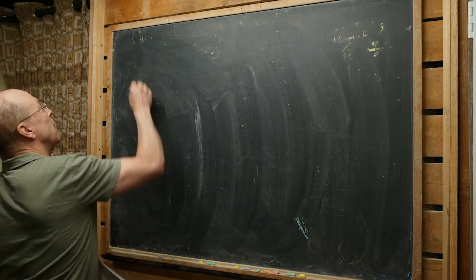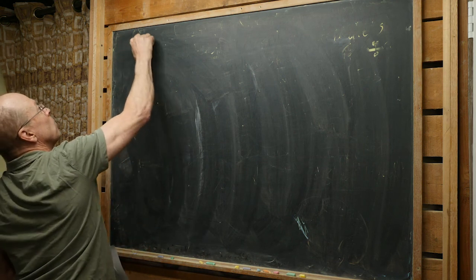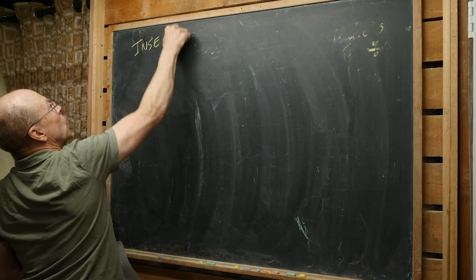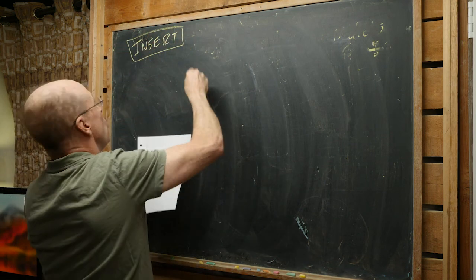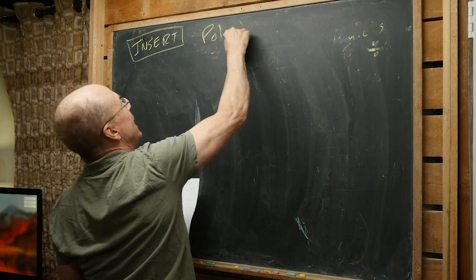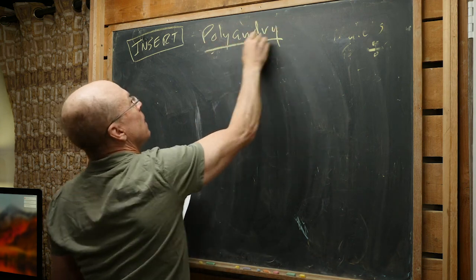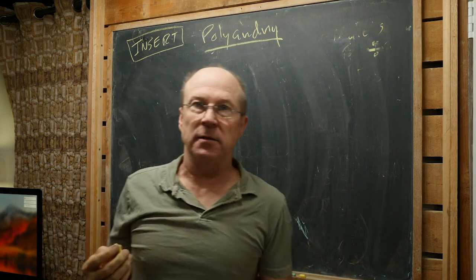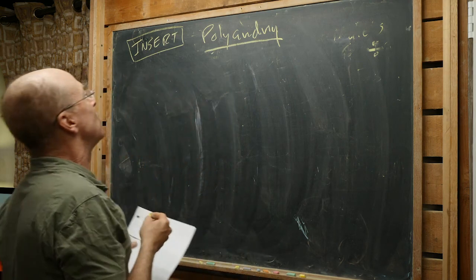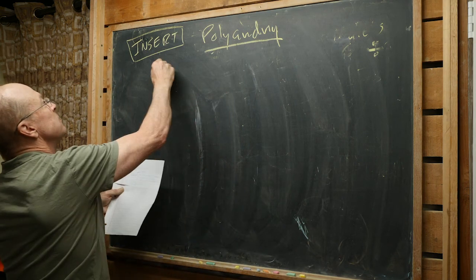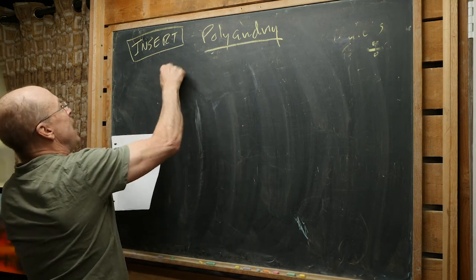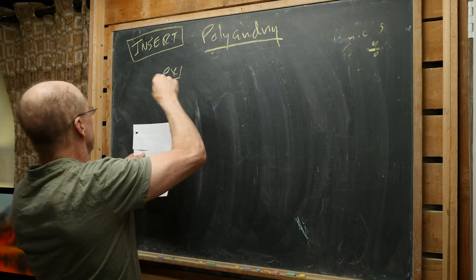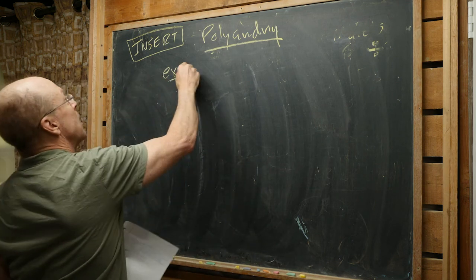So here is an insert. What I'm going to do is insert polyandry. So you know what that is. That's many males. And we do have some polyandrous systems. The polyandrous system that I'm going to talk about is actually a sublease.